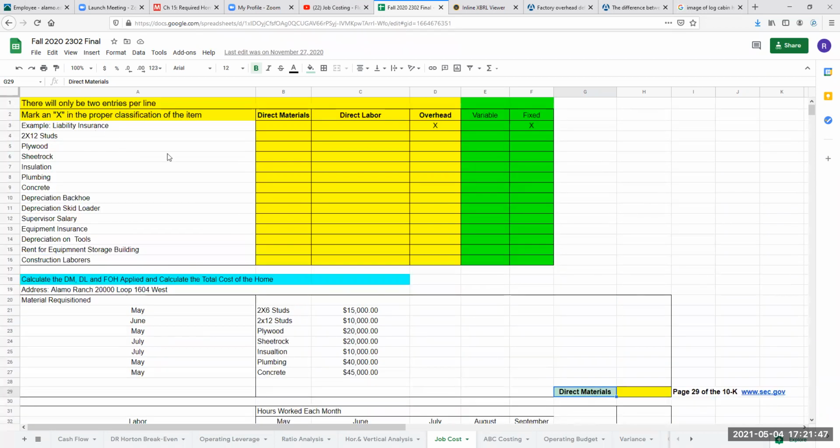And then up here, what's liability insurance? That's overhead. What are studs? That's a direct material. What's plywood? If you can trace it directly to that house, sheetrock. So, these are direct materials. What about insulation? How about the plumbing? How about the concrete? Depreciation of the backhoe. Well, now that's overhead. How about the skid loader depreciation? Supervisor salary, equipment insurance, depreciation on tools, rent for the storage building, construction labor. So see, you've got to figure out where they belong.